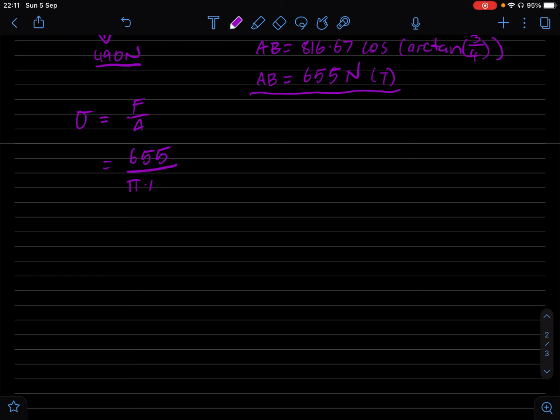Area equals pi times the radius. Let's convert the 4 millimeter radius into meters: 0.004 meters squared. That'll give our stress in pascals. Okay, so if you pop that into your calculator, that should give you 13 times 10 to the 6 pascals, otherwise known as 13 megapascals. That's the answer.